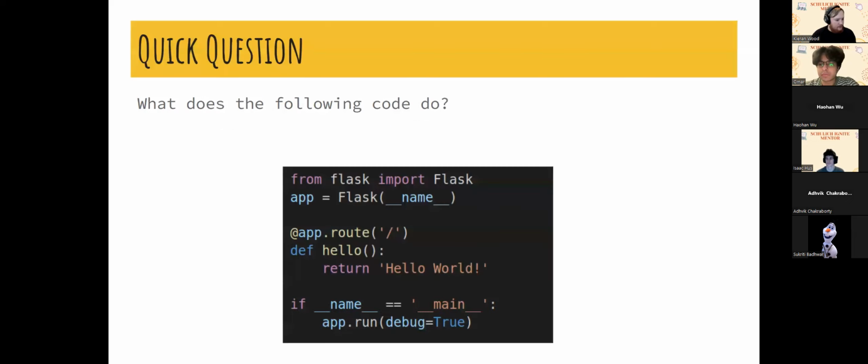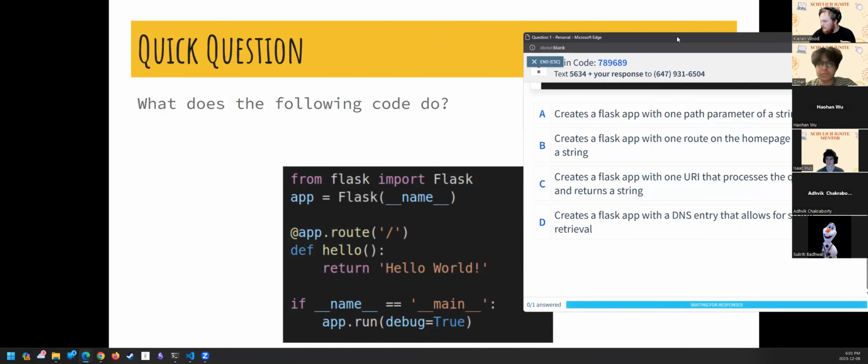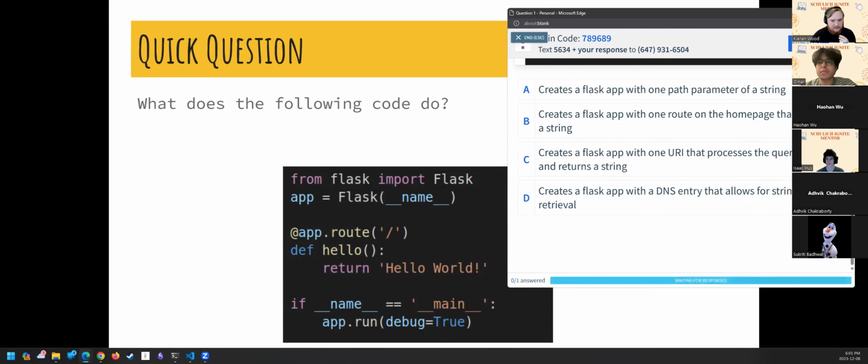First off, we'll start with just a question, as a review. Let me quickly pop up Top Hat, and I'll go ahead and assign that one. The question is, what does the following code do? Here's the code snippet, and then I'll start the question. There are your options, so I'll give you a chance to answer that one.